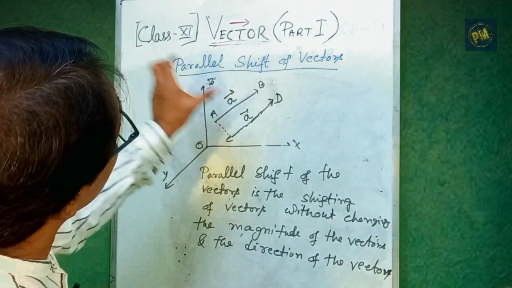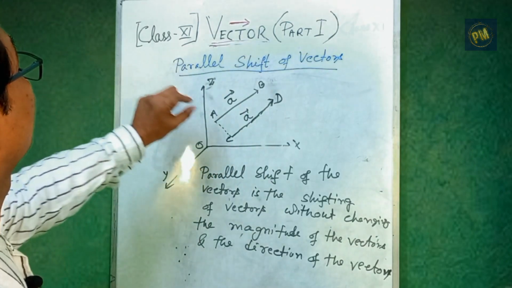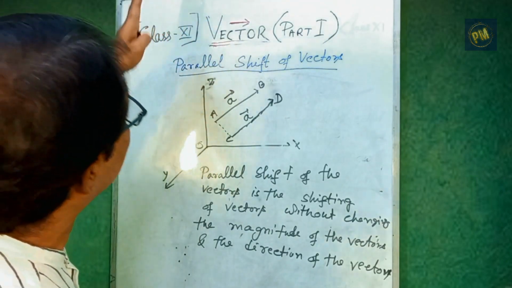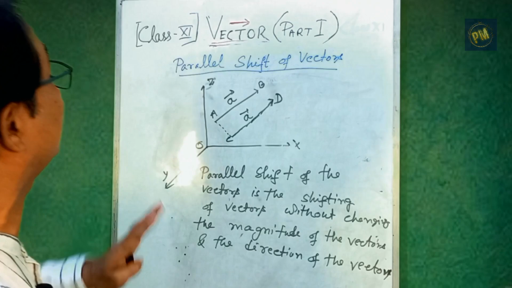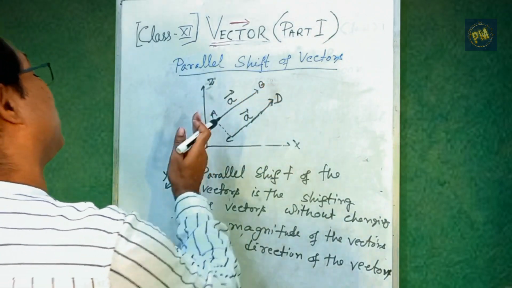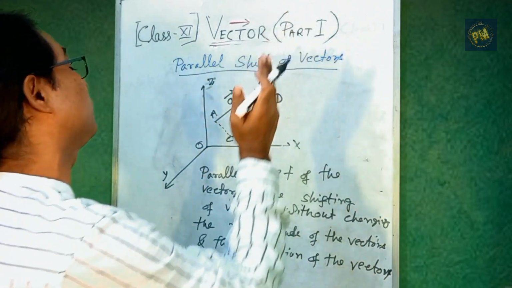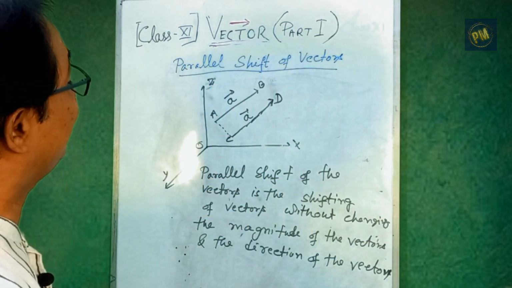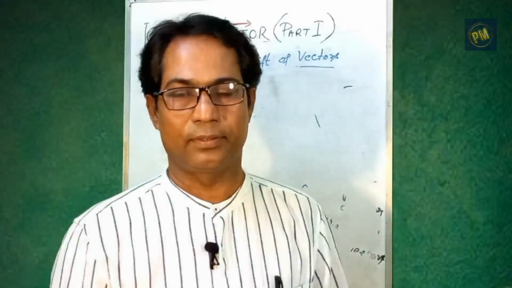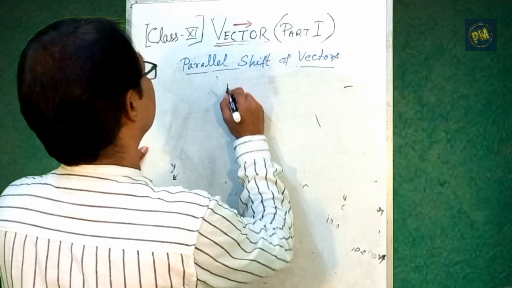That is, both have the same magnitude. So we are shifting this vector AB to the position CD without changing the direction, because AB and CD are both parallel and both have the same magnitude. Now take another example.